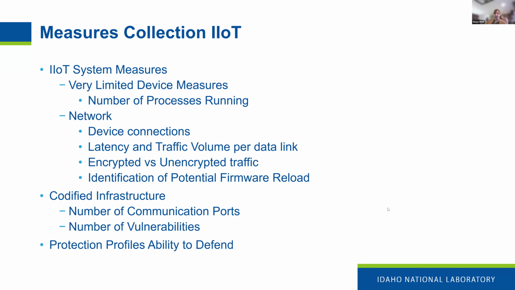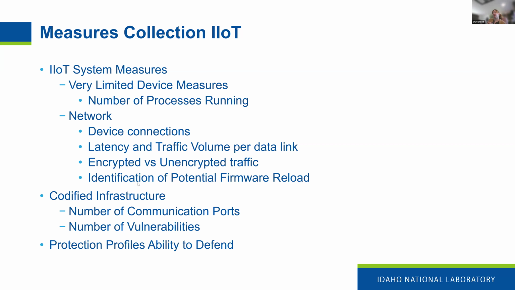As far as measure collection goes, we have a lot of different IoT system measures. The problem, right, is making sure that the stuff that we are using is valuable for the analysis that we're doing, and making sure that the output from that makes sense to people and is used and useful.